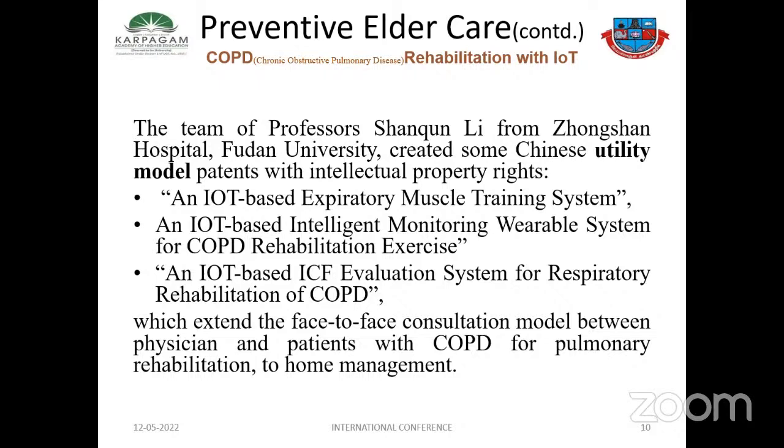In my literature review, some utility models were created by expert teams. One is an IoT based inspiratory muscle training system. Then an IoT intelligent monitoring wearable system for COPD rehabilitation exercise. Then an IoT based ICF evaluation system for respiratory rehabilitation of COPD. It's a chronic obstructive pulmonary disease utility model to help patients rehabilitate from their chronic diseases.